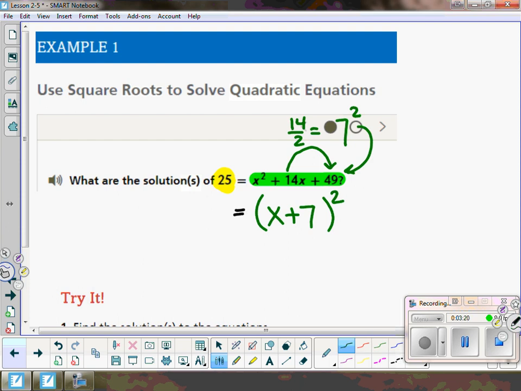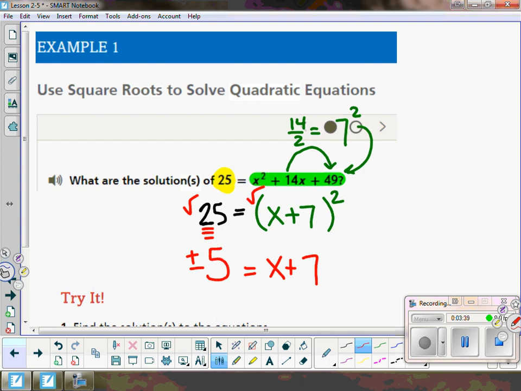We're trying to see when that equals 25. So the next step is to square root both sides. And as I mentioned before, we're hoping that this is a perfect square over here, so we can get x plus 7 equals plus or minus 5.